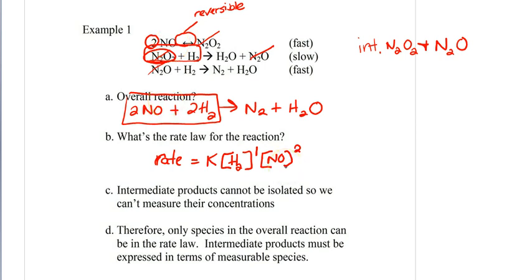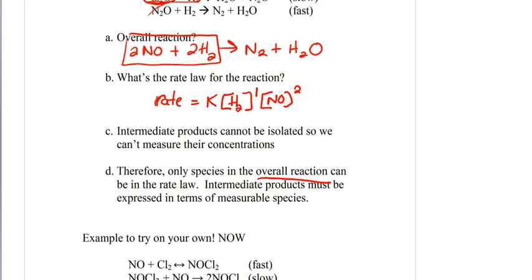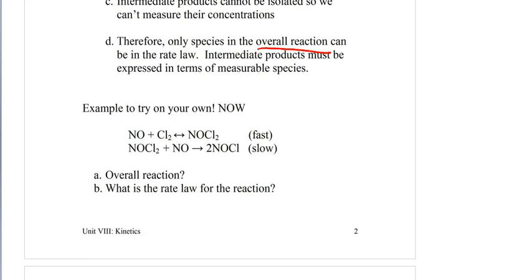So intermediate products cannot be isolated, so we can't measure their concentrations. Therefore, only species in the overall reaction can be in the rate law, which is what we see here, and you know that it all checks out. So what I would like for you to do now is pause and stop and try this example on your own. Go through, figure out your intermediate, your catalyst if you have any, write your overall, and then determine your rate law for the reaction. Go. Seriously, stop and pause it and do it now. Go.